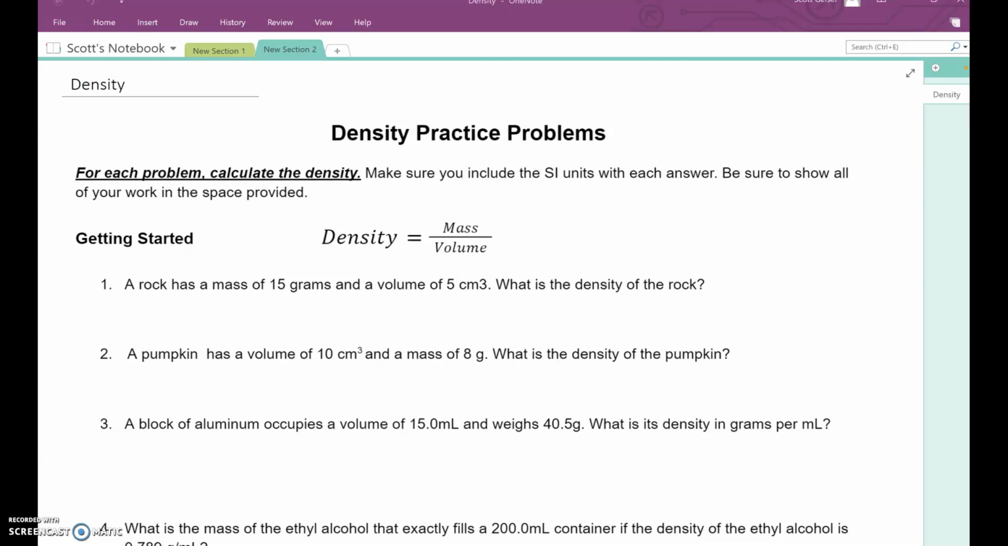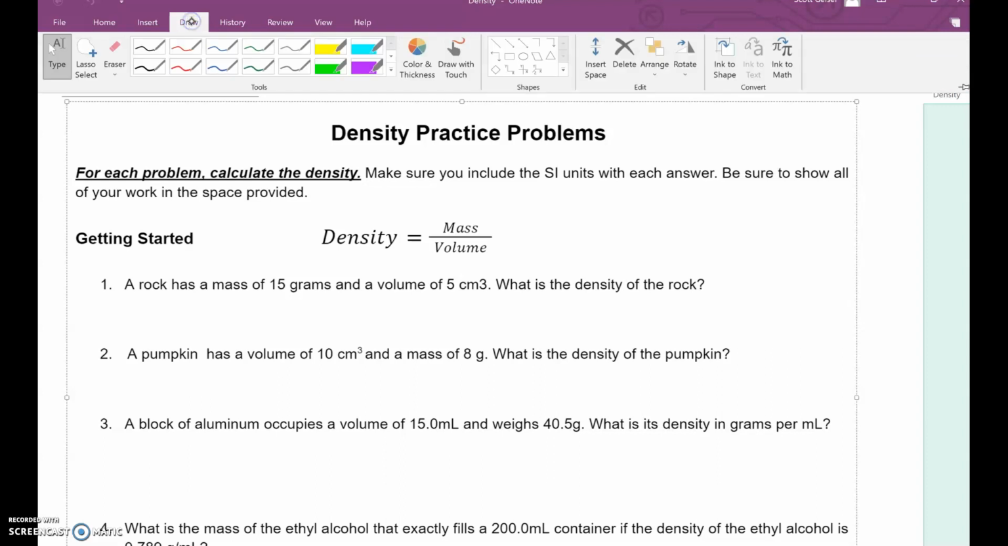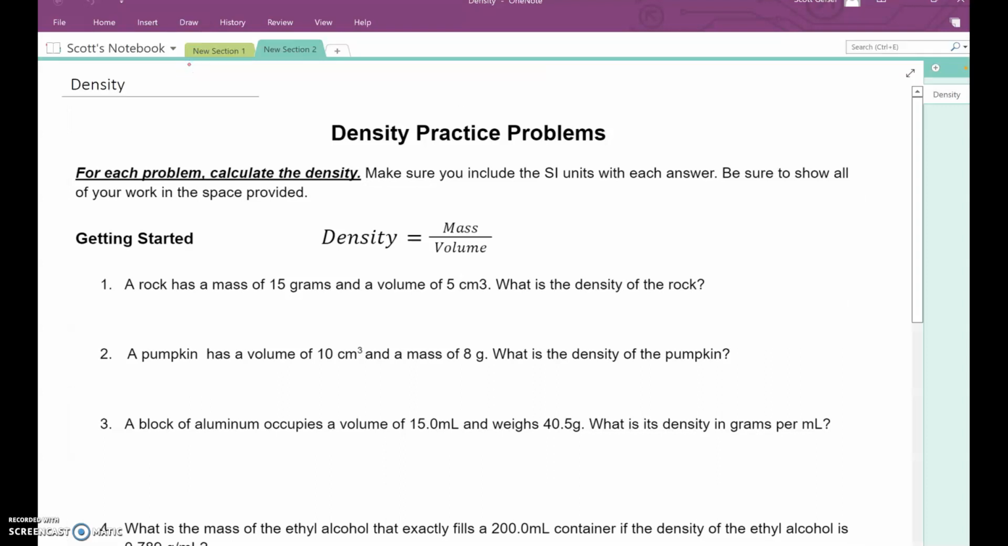Okay, guys, today we are going to learn about density. Density might be a new term to you. You might have seen it before, but it's new this year. Density is pretty much how packed an object is.